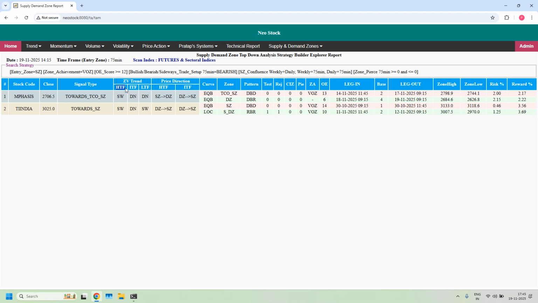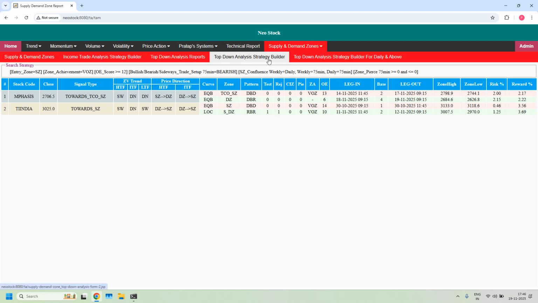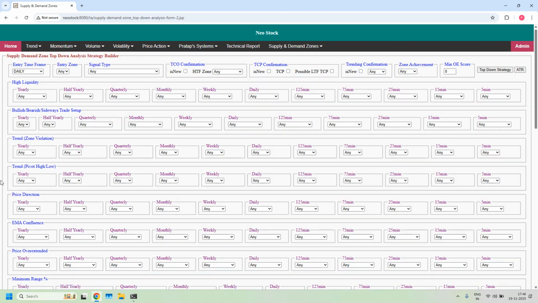But weekly trend, HTF trend is sideways, sideways trend EMA confluence does not give any advantage. So ignoring this report. So this is about bearish trade setup for weekly income trade. Next I am generating daily income trade reports.